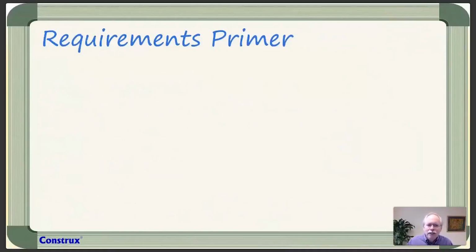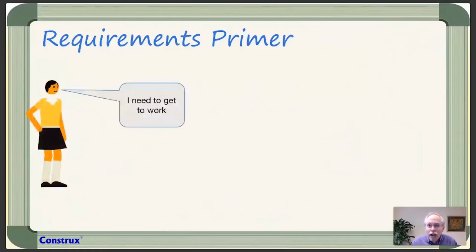For example, let's say we have a young woman here, and the young woman wants to go somewhere. In fact, she says, I want to go to work. And that's a fine thing. She has something she wants to accomplish. She has a need, right? And this is what we mean by user need. She needs to get to work, a user need.